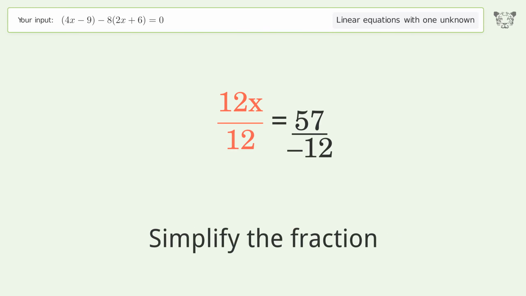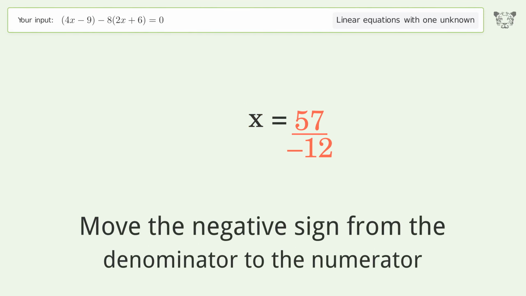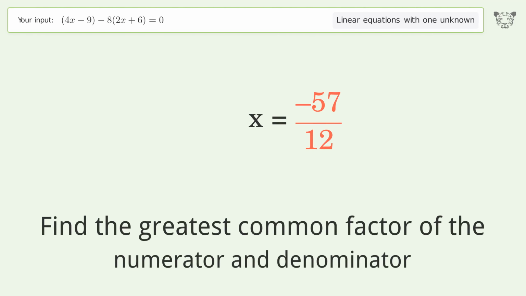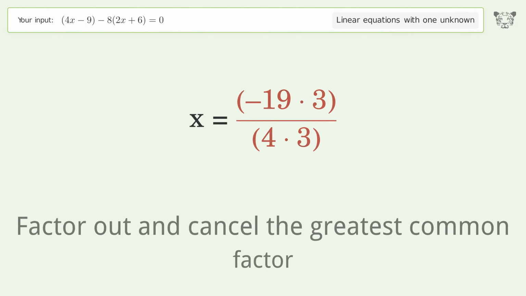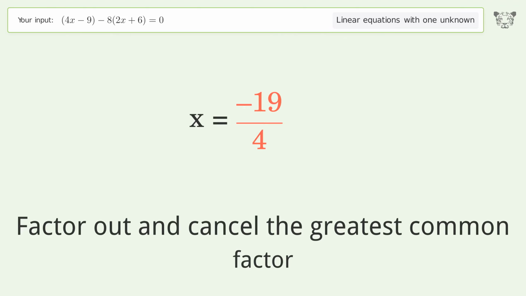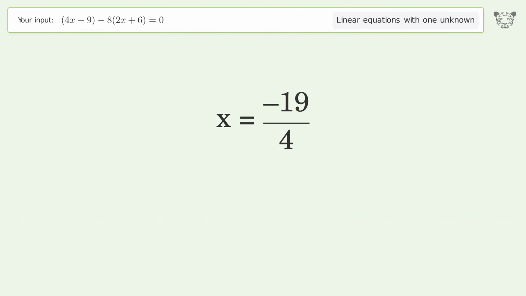Simplify the fraction. Move the negative sign from the denominator to the numerator. Find the greatest common factor of the numerator and denominator. Factor out and cancel the greatest common factor. And so the final result is x equals -19/4.